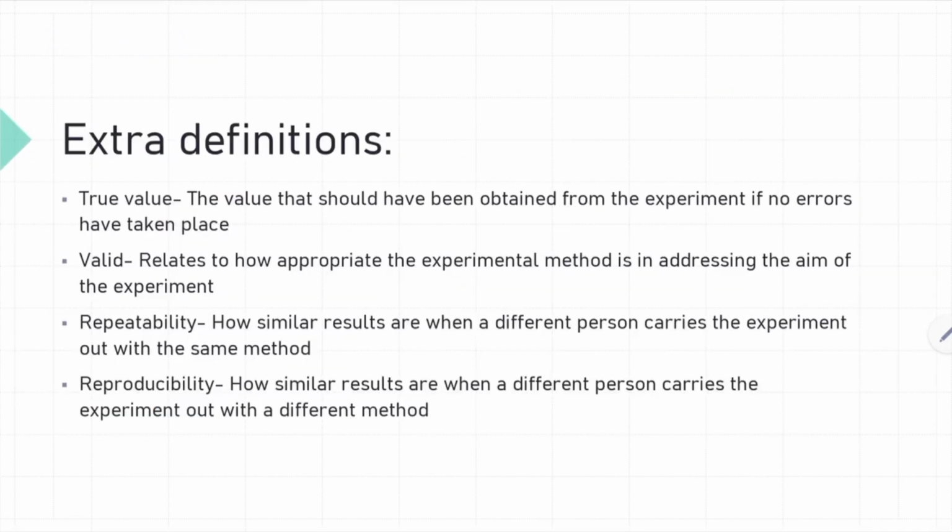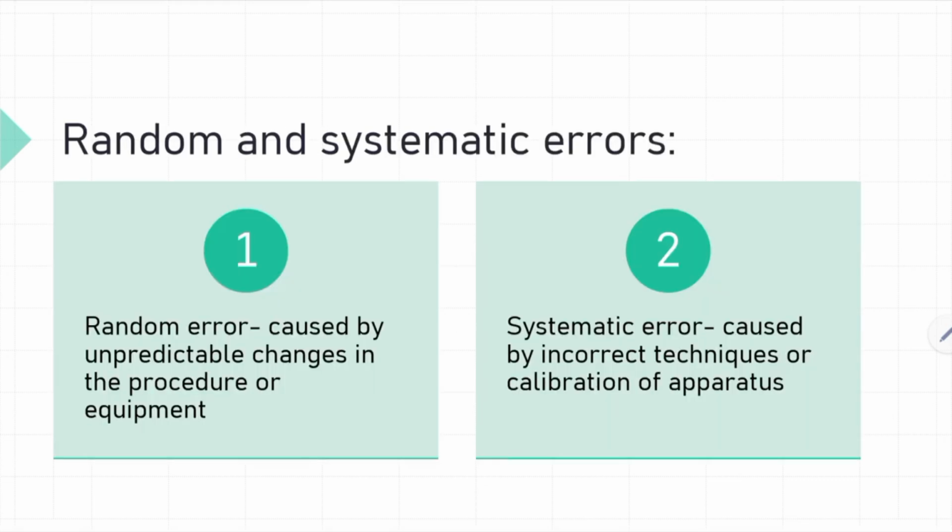So extra definitions you need to know. True value means the value that should have been obtained from the experiment if no errors have taken place. Valid relates to how appropriate the experimental method is in addressing the aim of the experiment. Repeatability means how similar results are when a different person carries out the experiment with the same method. Reproducibility means how similar results are when a different person carries out the experiment with a different method.